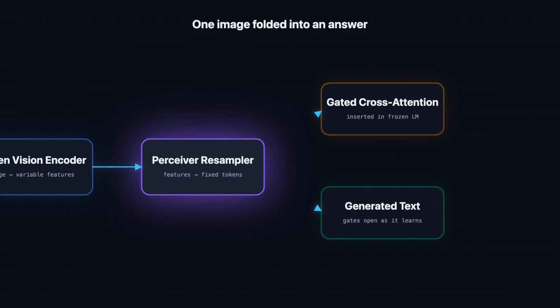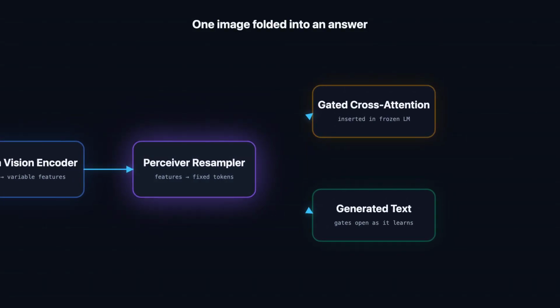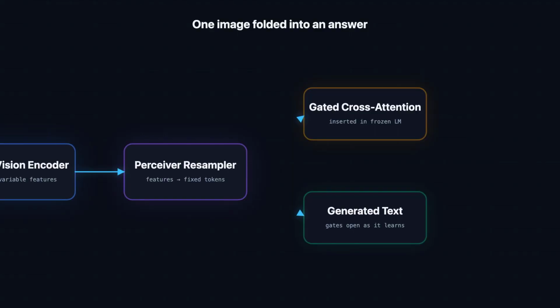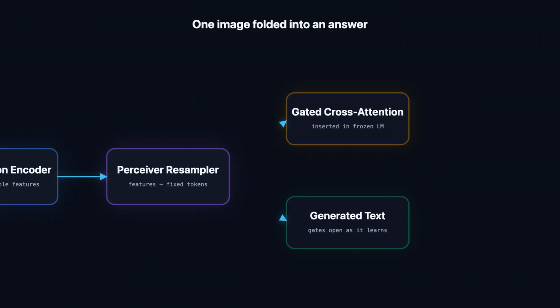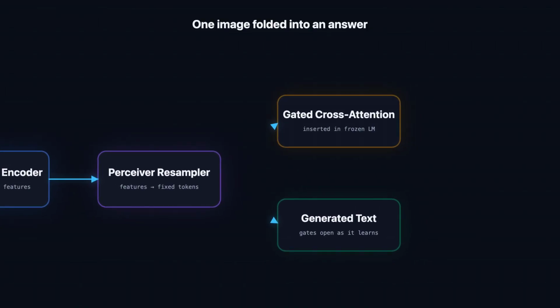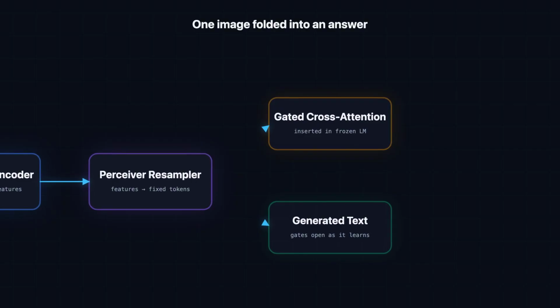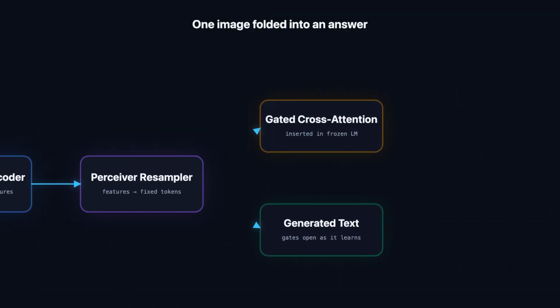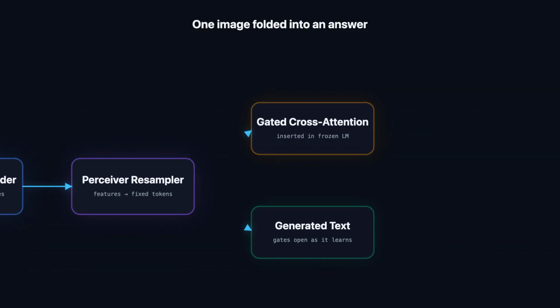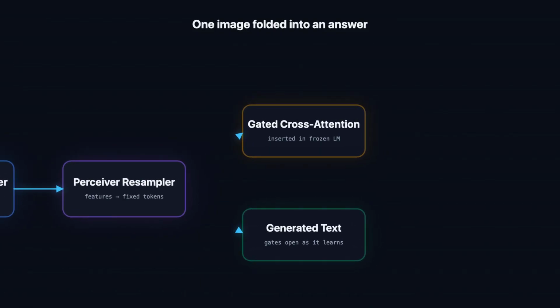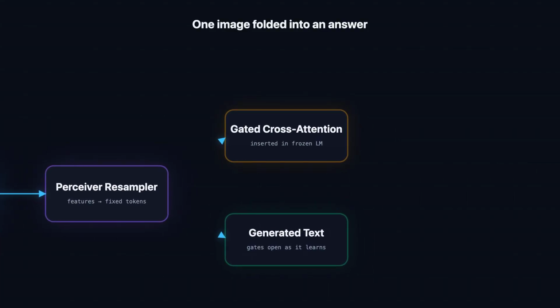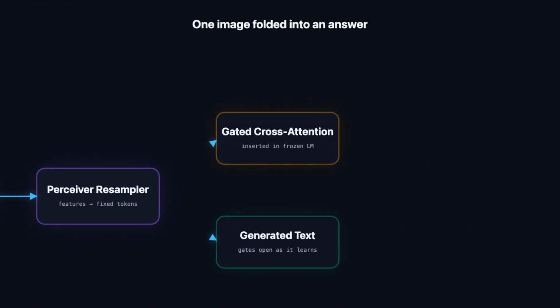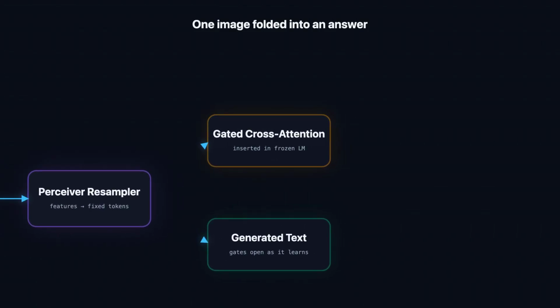Then comes the perceiver resampler. Its job is to take that variable pile of features and squeeze it down to a small, fixed number of visual tokens. So no matter how much the encoder produced, the model always receives a tidy, predictable bundle. That fixed count matters because it lets the rest of the system treat every image and even every video frame as the same clean, manageable unit of visual information.